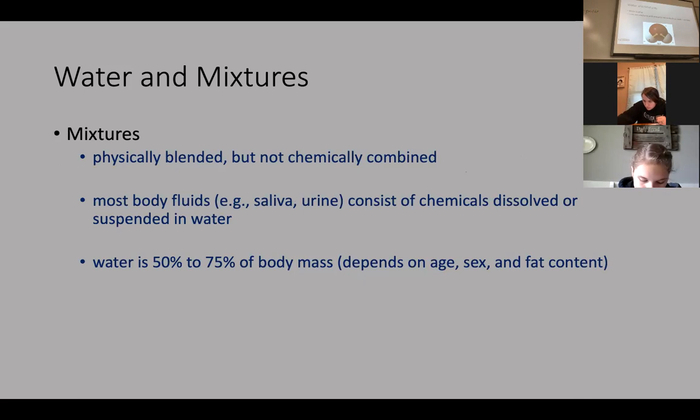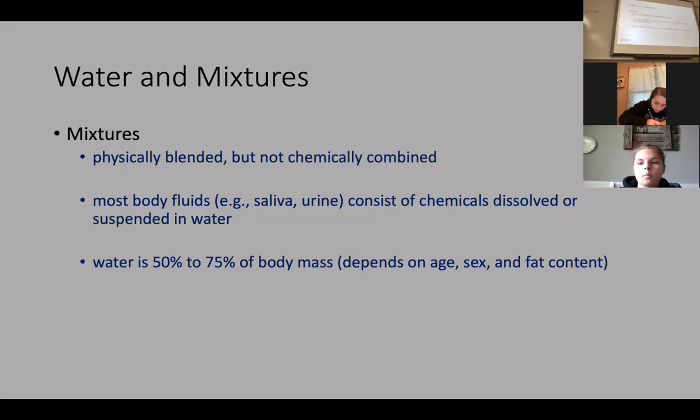So into mixtures, we're going to talk about a few different kinds of mixtures, basically how water mixes with other stuff in our body. A mixture in general is just kind of the overall category, and I'm going to talk about three types of mixtures, like three subcategories, in just a second. A mixture is just something that's physically blended, but not chemically combined, which just means there's no reaction happening. They're just physically combined. They're mixed up.